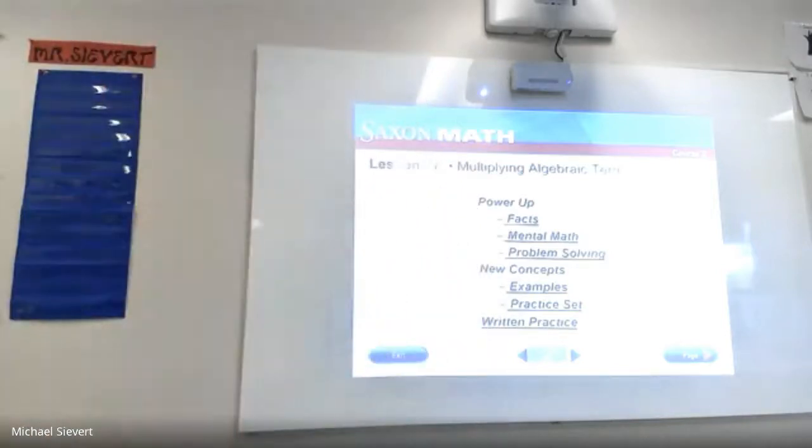So the I can statement for today is: I can multiply algebraic terms. Say with me. I can multiply algebraic terms. Make sure that's on the top of your note page. You will be doing two things today. You're going to be multiplying and adding. These are the two steps you're going to have to do today.